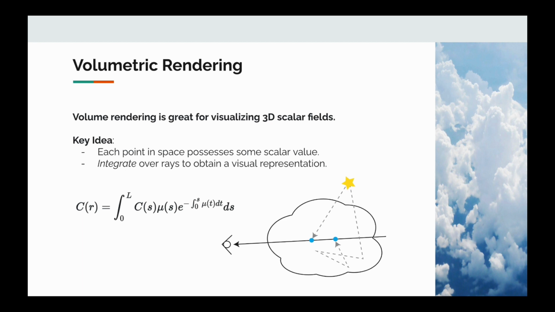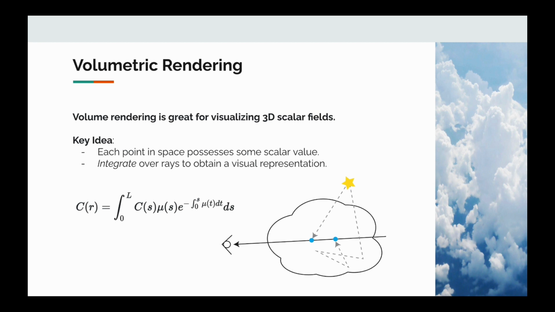Instead, each point of the cloud has a local density value. To render our clouds, we shoot rays from our eyes and integrate over all the light samples C, weighted by the local density mu, and the transmittance term T. To approximate the light value C, we cast a secondary ray towards the sun and compute the attenuated sunlight.